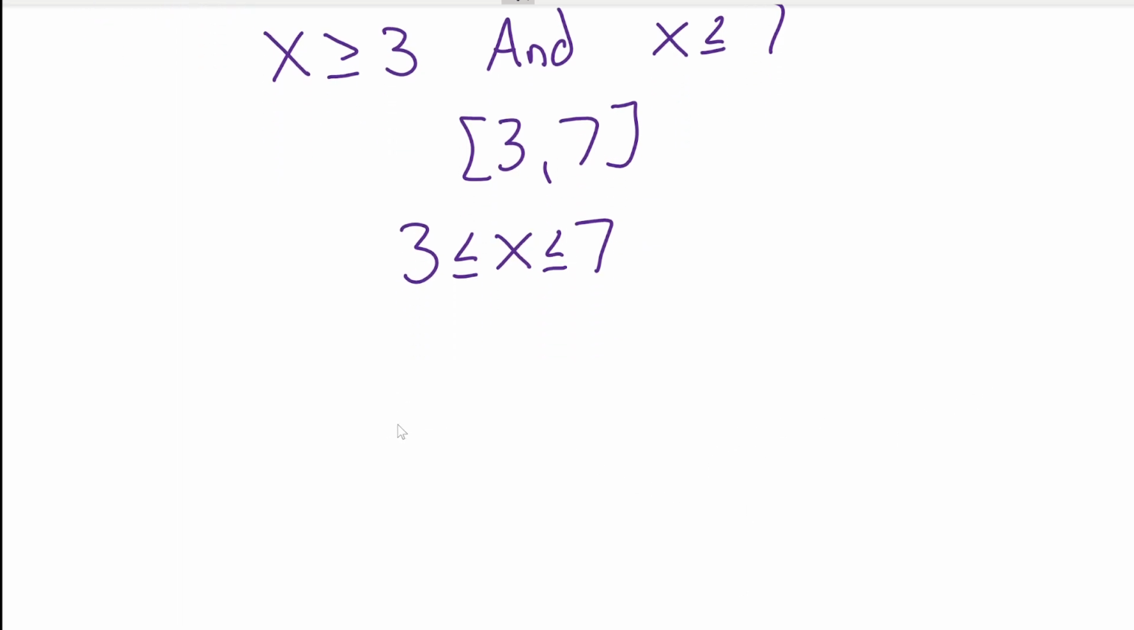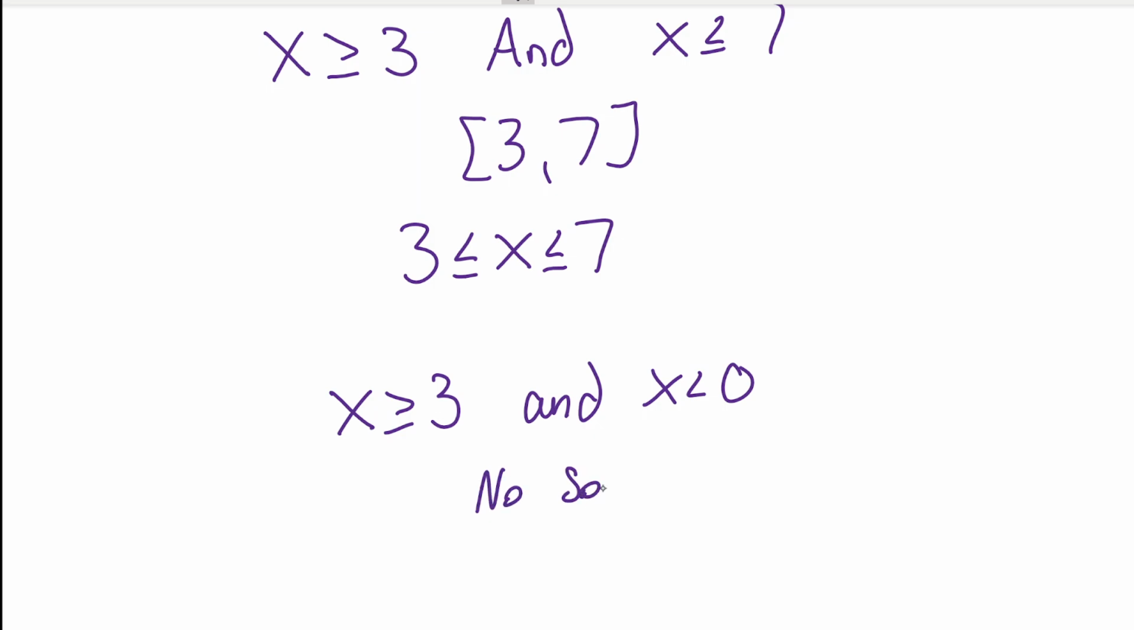Now, say we have something like x is greater than or equal to 3 and x is less than 0. This doesn't make any sense. If we think about what this is saying, x has to be both greater than or equal to 3, and less than 0. It needs to satisfy both of these, and there is no number that will satisfy both. So in this case, we would just say that there's no solution.